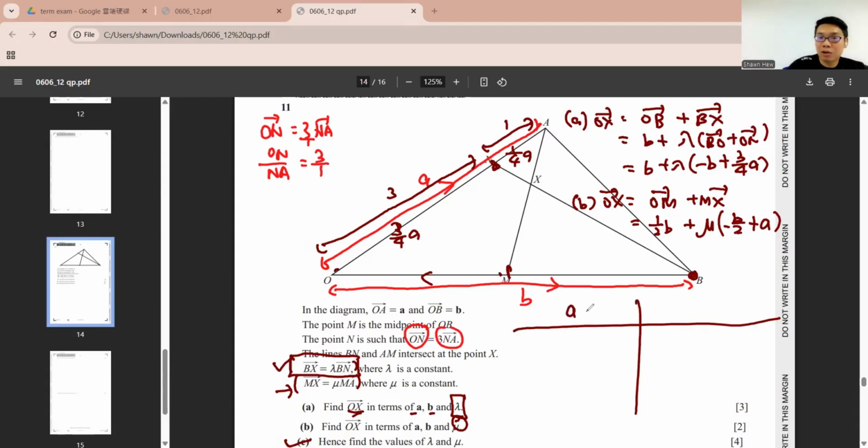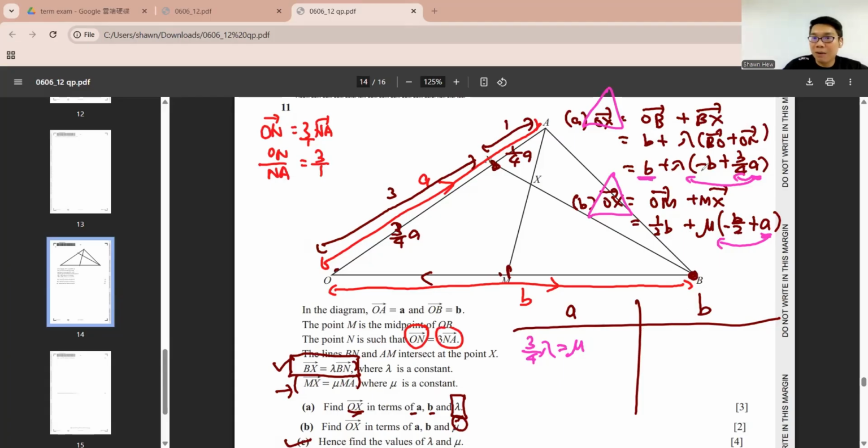Then part C, they ask us to find the value of lambda and mu. So we can compare the coefficient of A with the coefficient of B. Because from part A we have OX, part B also has OX. OX should equal OX, so we just compare the coefficients. In the OX here, the only part that has A is here. So this coefficient is 3 over 4 lambda. And then the coefficient of A is mu. So this is my first equation.